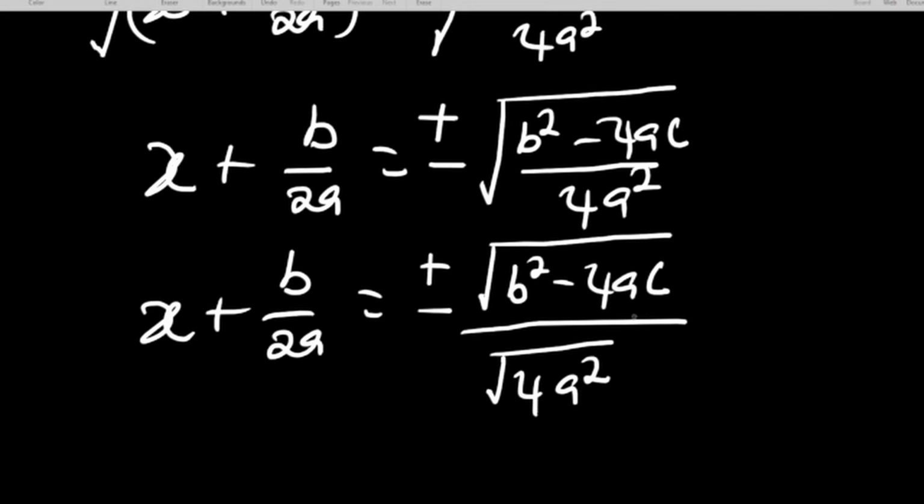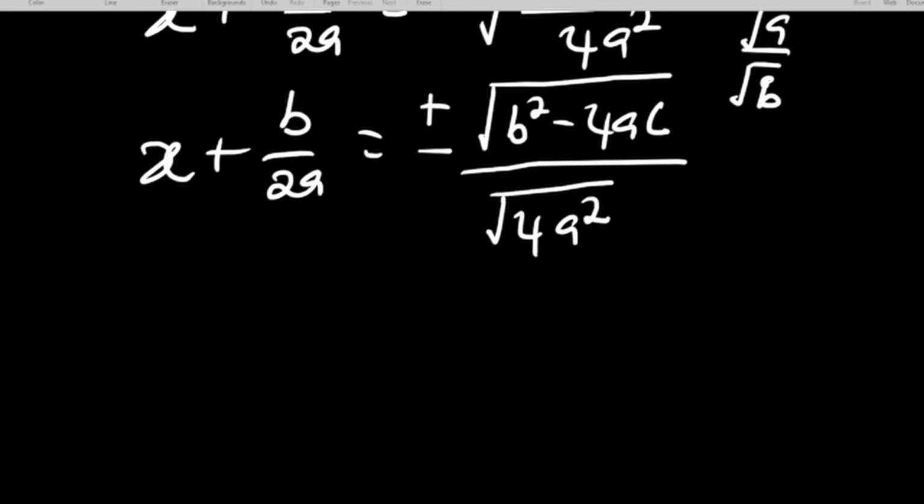So this is correct. If you have, for example, the square root of a over b, this can be written as the square root of a over the square root of b. I'm using the same square root property to simplify this expression so that we don't get confused along the line. Now let's simplify this. We have x plus b over 2a equals plus or minus.